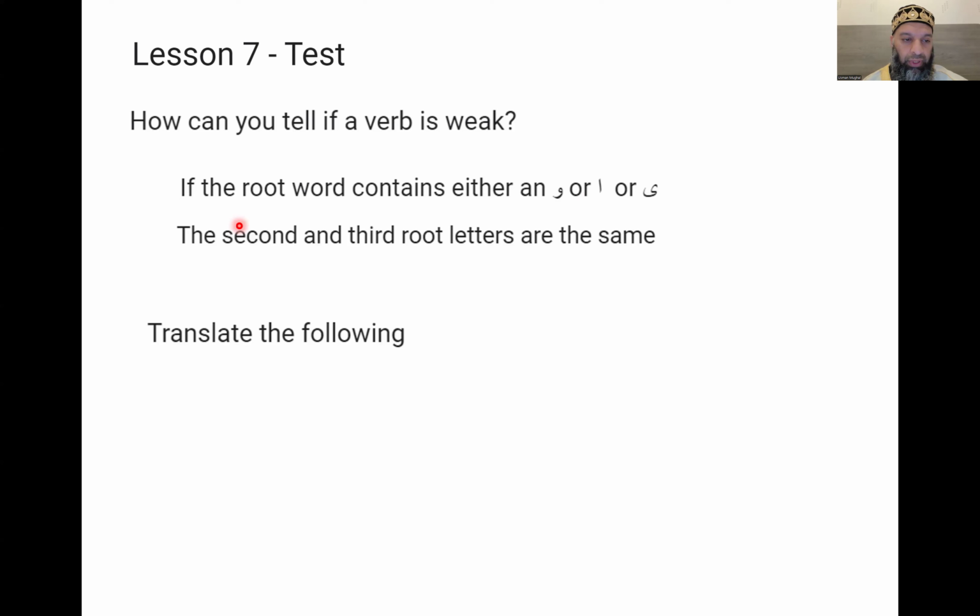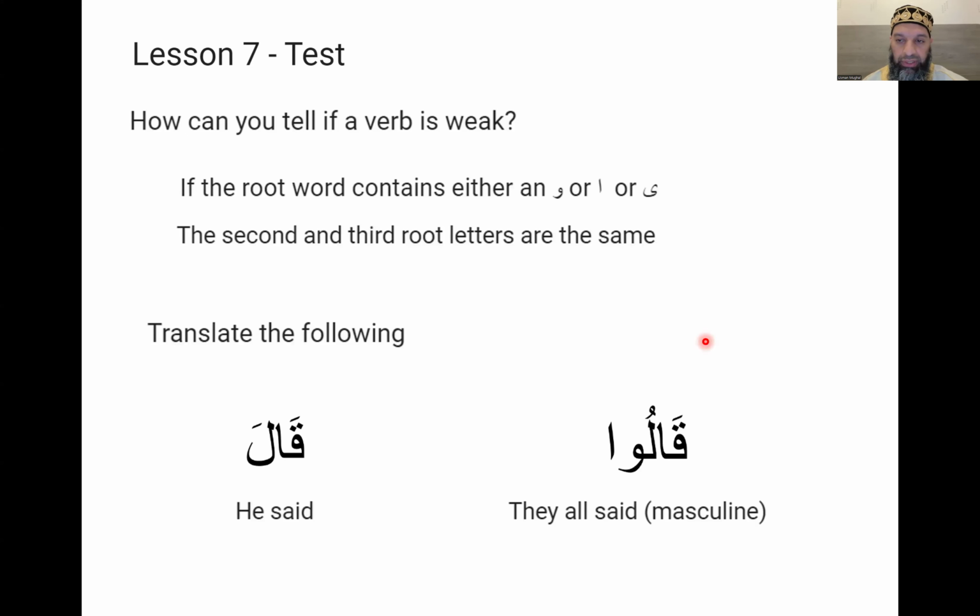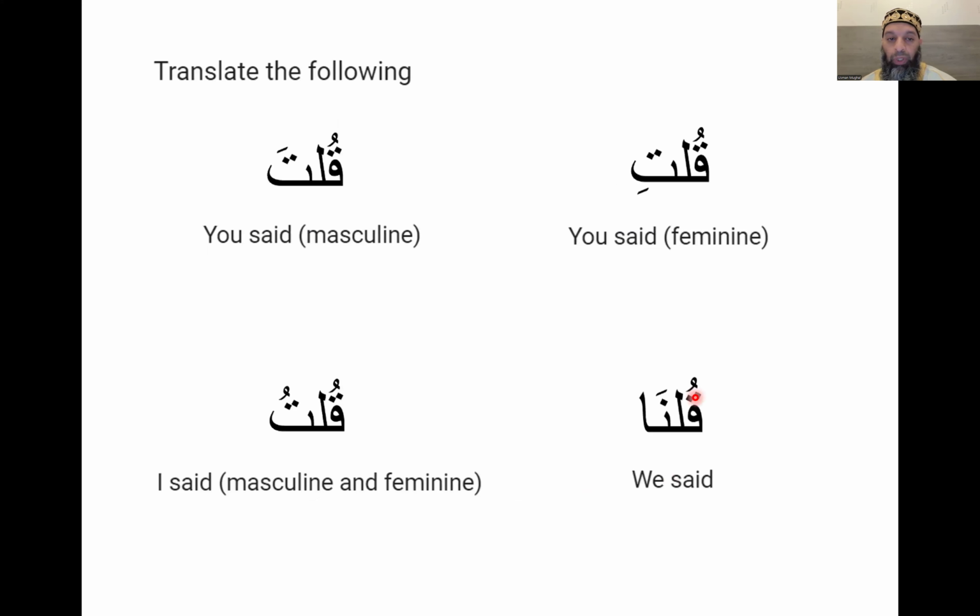Next one is translate the following. قال, he said. قالوا is a plural, they all said. And we have قلت, you said, male. And قلتي, you said, if you're talking to a female. قلنا, we all said. And قلت, I said. The tu always means I did that verb, whether it's masculine or feminine.